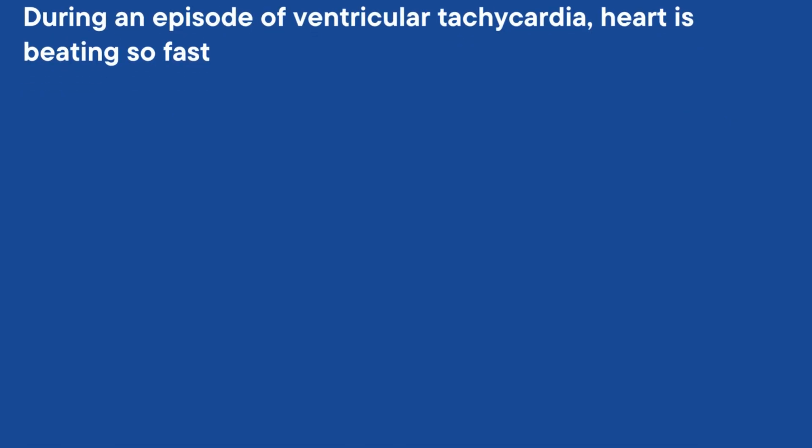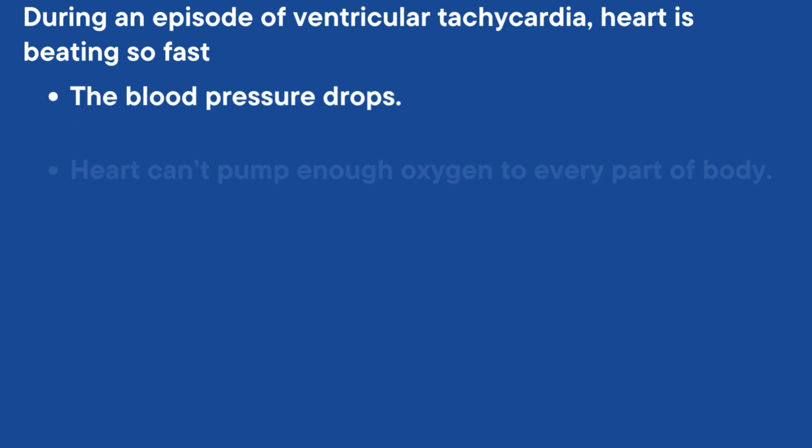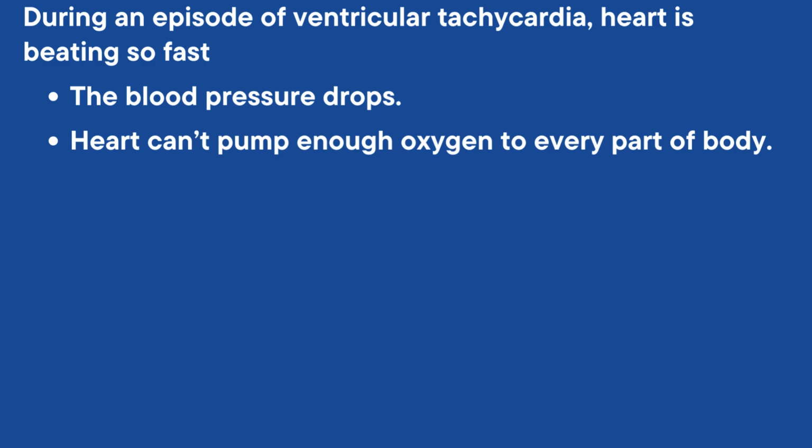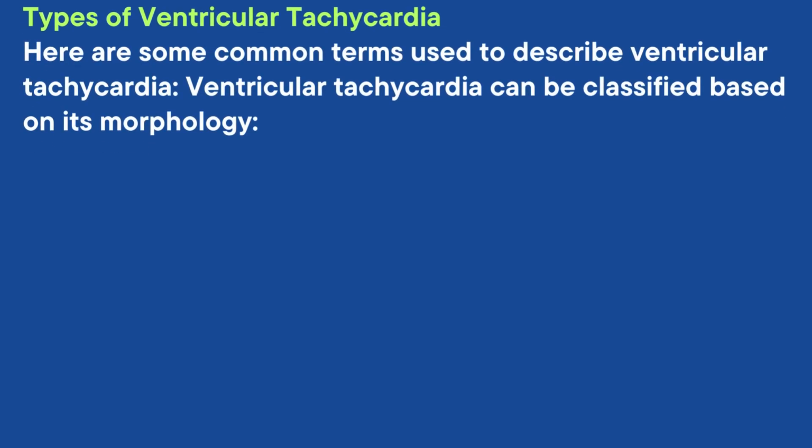During an episode of ventricular tachycardia, the heart is beating so fast that blood pressure drops. The heart can't pump enough blood to every part of our body, and it starts to have symptoms. Types of ventricular tachycardia. Here are some common terms used to describe ventricular tachycardia. Ventricular tachycardia can be classified based on its morphology.